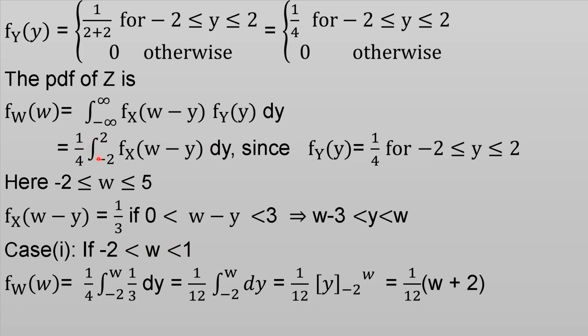So the probability density function of the sum w, fw of w, is equal to 1 by 4 into the integral from -2 to w of 1 by 3 dy. This factor is 1 by 3. So it is 1 by 12 into the integral from -2 to w of dy. The integral of dy is y, the difference at the upper and lower limits, w and -2. So 1 by 12 into w minus of -2, which is w plus 2.